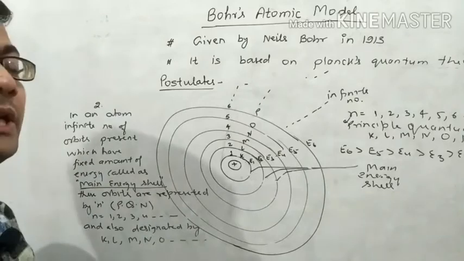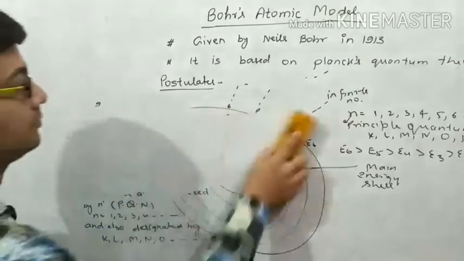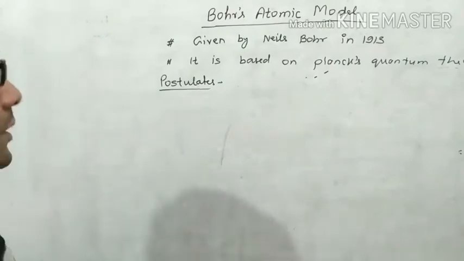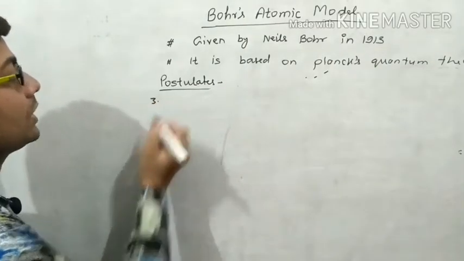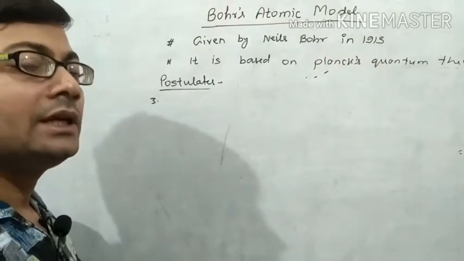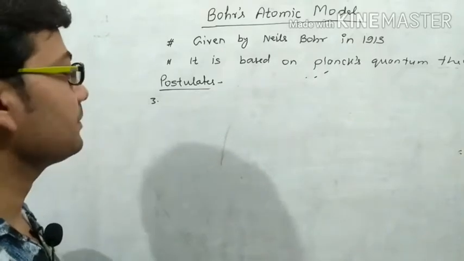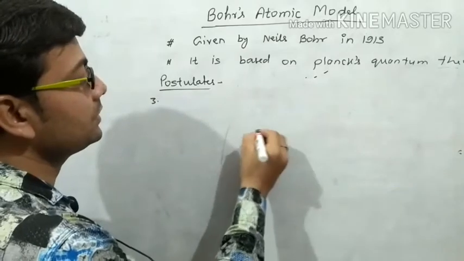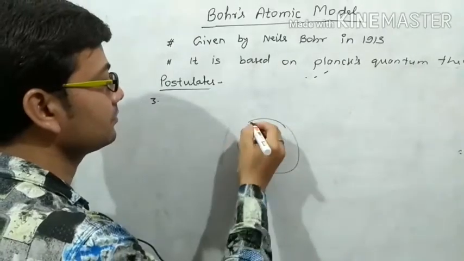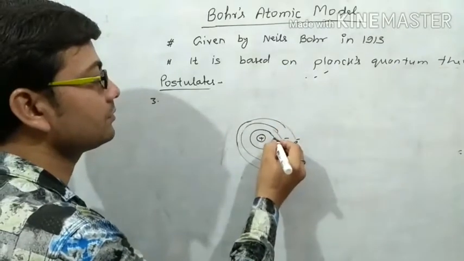Now the third postulate of the Bohr atomic model is that while revolving around the nucleus, the electron neither loses nor gains energy. Means this is the nucleus, this is the main energy shell or orbit, and in this the electrons revolve.